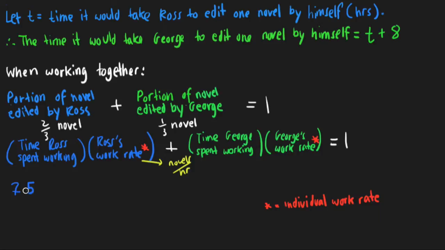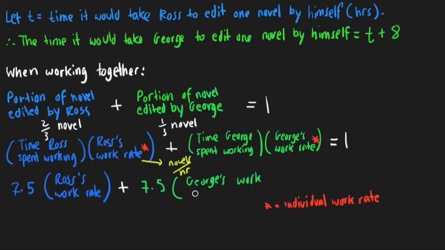So the time spent working together is 7.5 hours, right? So 7.5 times Ross's work rate. So if you take that and then if you add, again, 7.5 hours because George is also working for 7.5 hours in this case, and you multiply that by George's work rate, you're going to get 1, right? I've just put this red asterisk here to emphasize that this is George's individual work rate and this is Ross's individual work rate. Okay, so they're going to be different numbers because they both work at different rates.